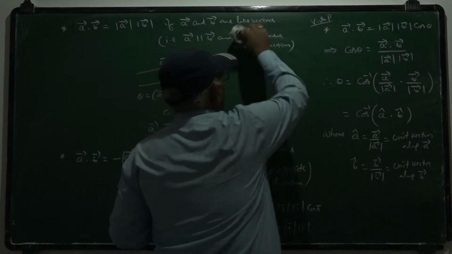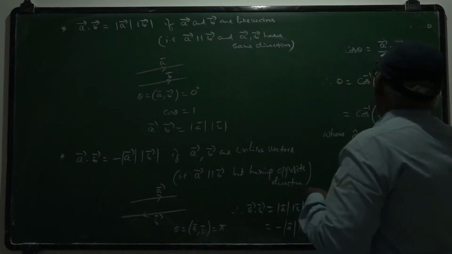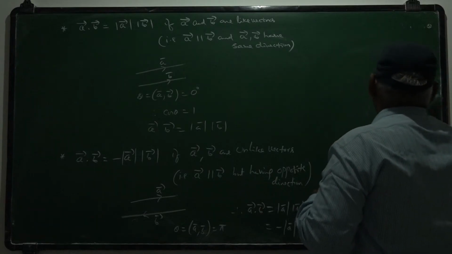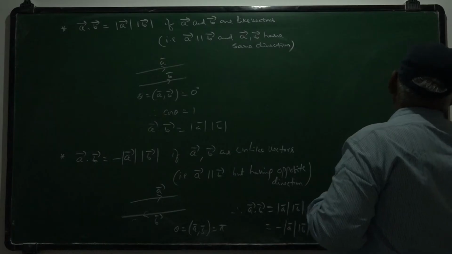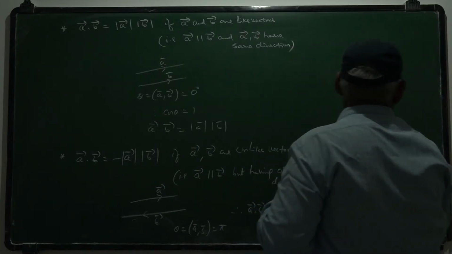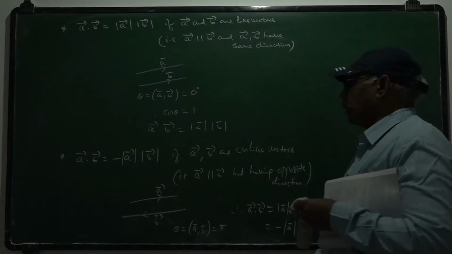This is the dot product in the case of like vectors. This is the dot product in the case of unlike vectors. Both like and unlike vectors are always parallel. In one case they have the same direction, in the other case they have opposite directions. But in both cases they are parallel vectors.